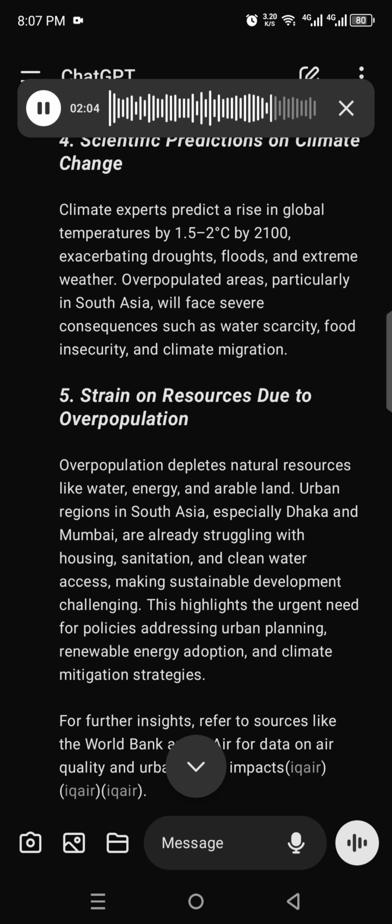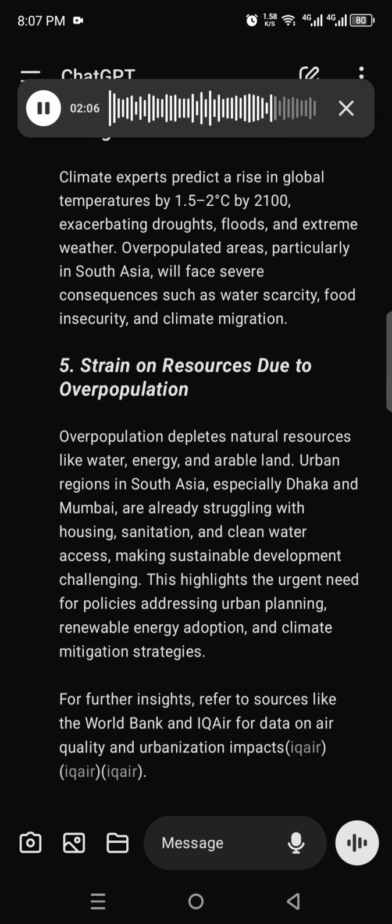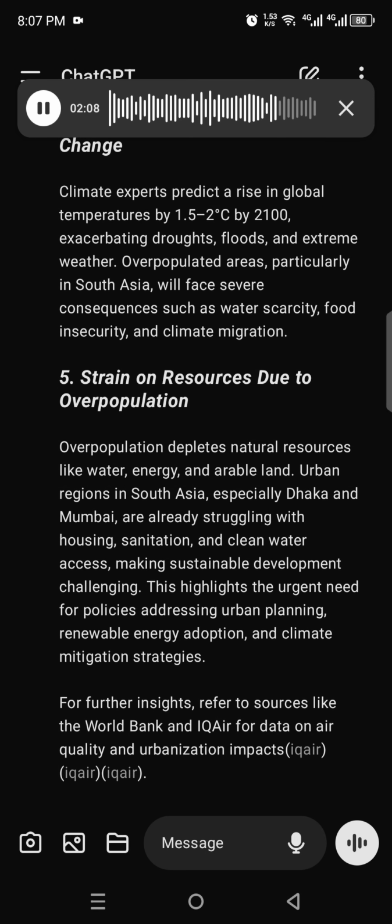5. Strain on resources due to overpopulation. Overpopulation depletes natural resources like water, energy, and arable land. Urban regions in South Asia, especially Dhaka and Mumbai, are already struggling with housing, sanitation, and clean water access, making sustainable development challenging. This highlights the urgent need for policies addressing urban planning, renewable energy adoption, and climate mitigation strategies.